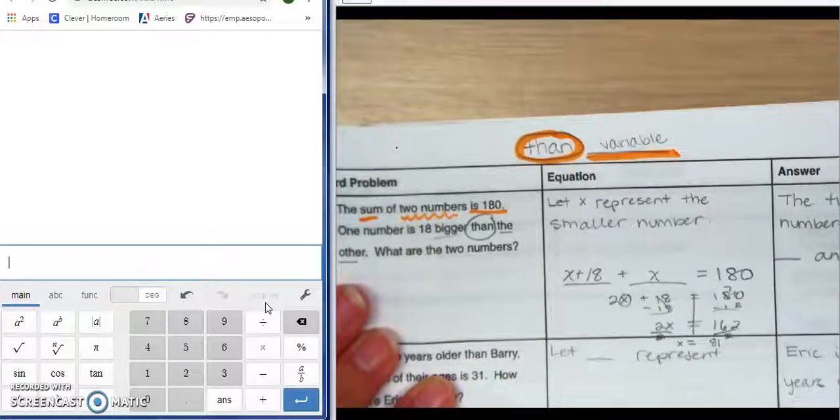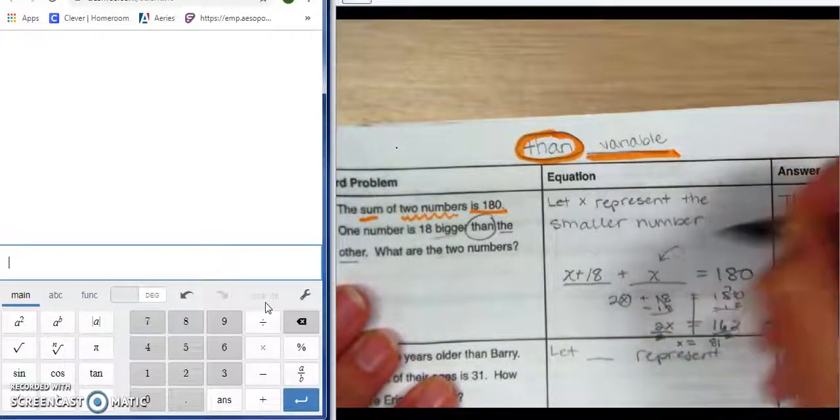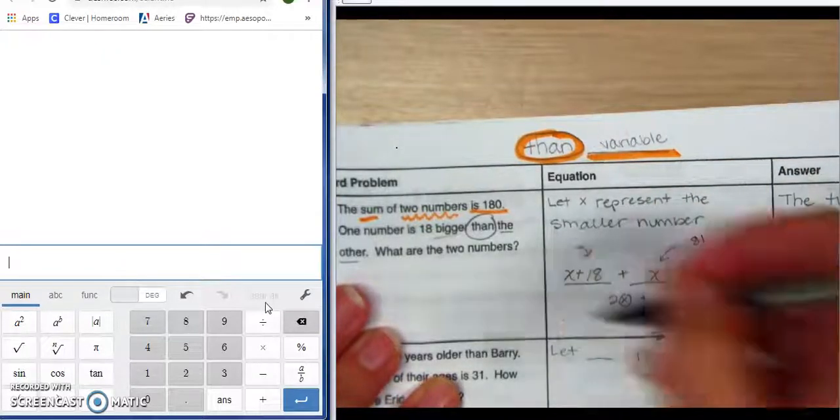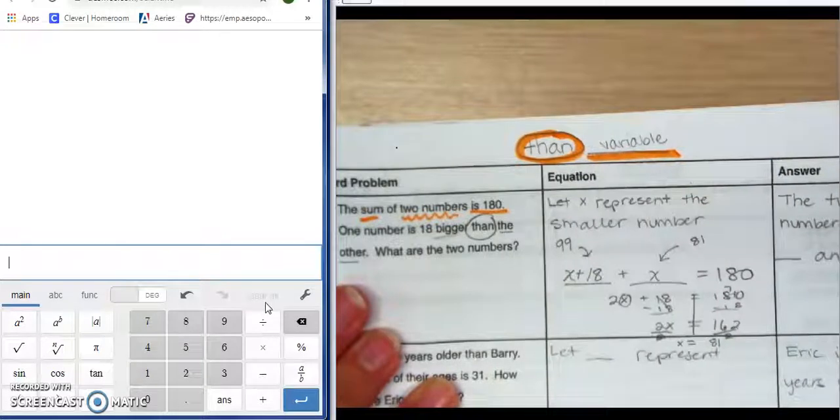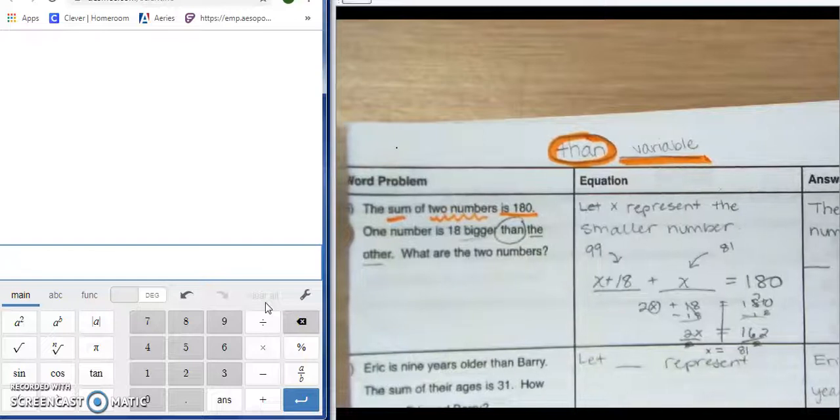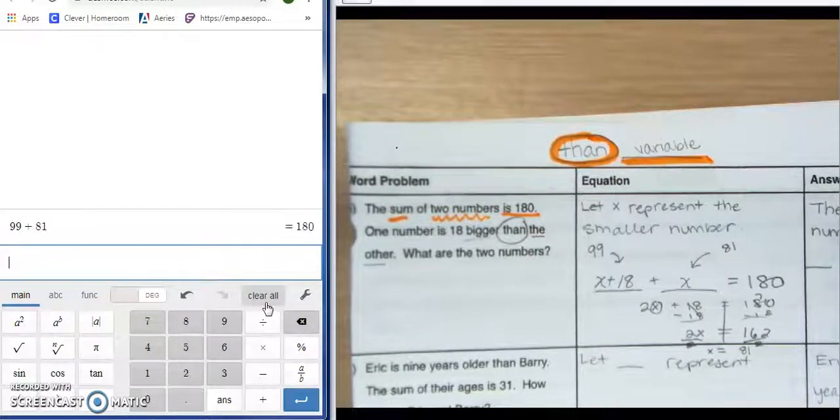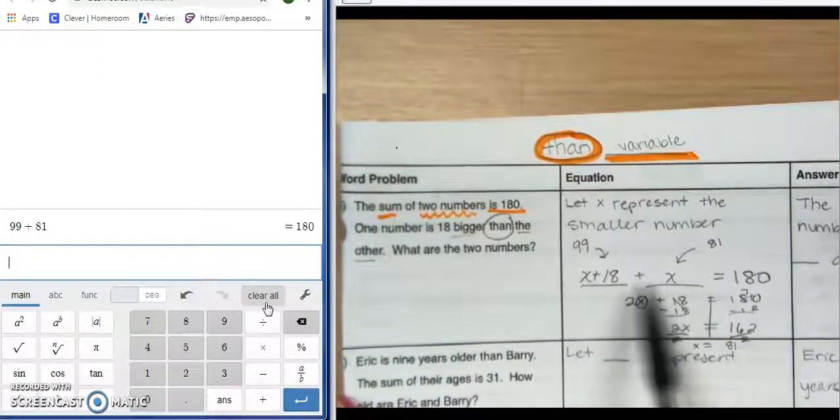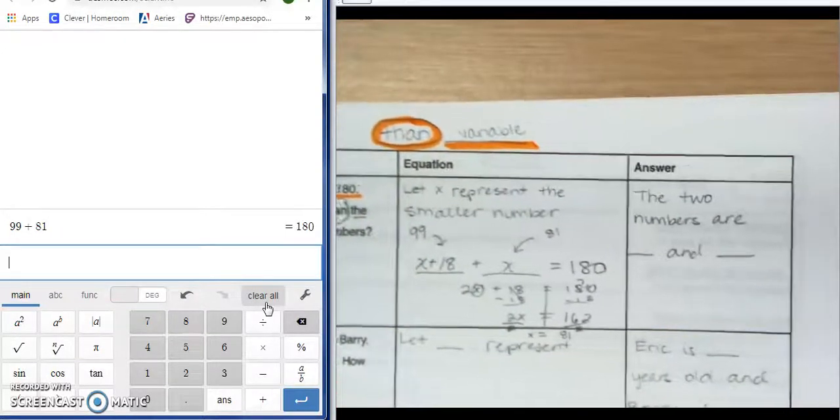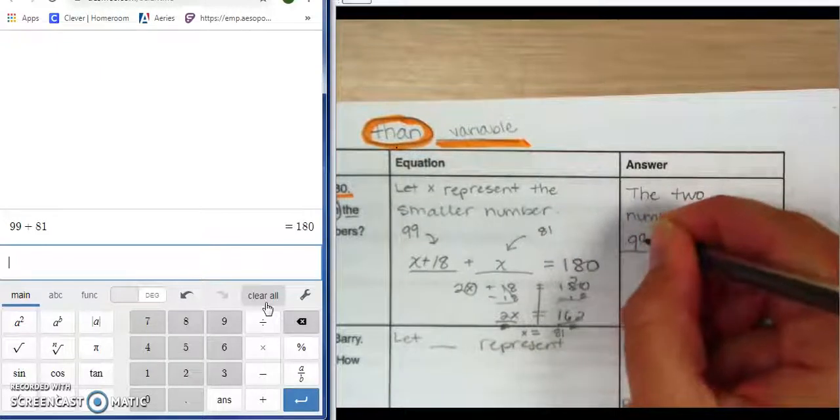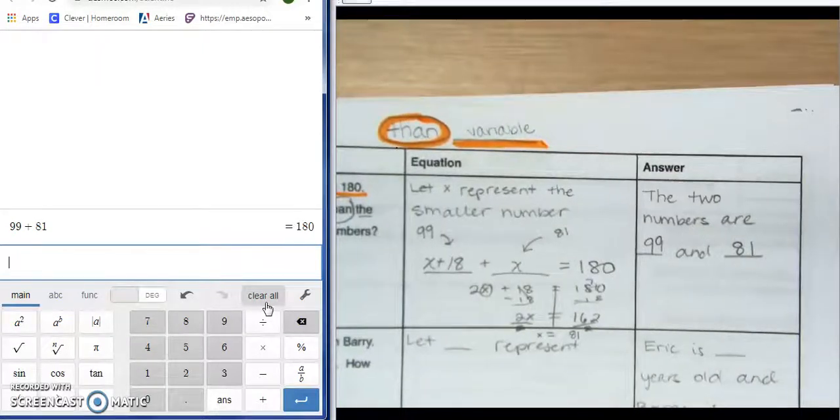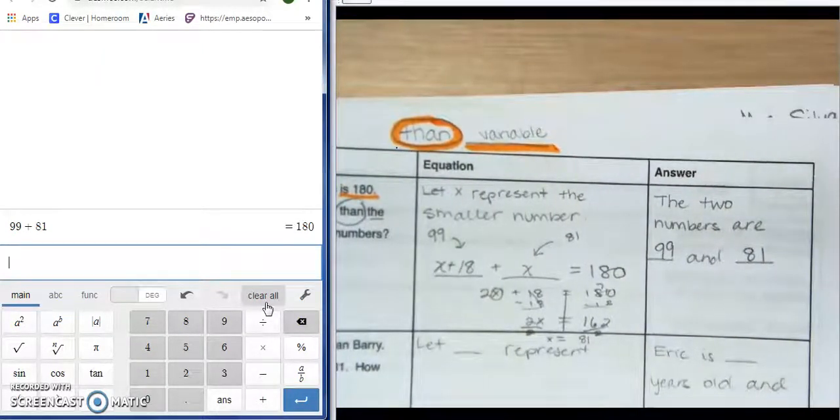But remember, we were looking for two numbers. So that means the smaller number was 81. The bigger number is 18 more than that, so the bigger number would be 99. 81 and 99 together should equal 180. And you can always check on the calculator if you're not sure. 99 plus 81, and yes, that equals 180. So we know we found the two numbers. One is 18 more than the other, and they can add to be 180. So over here, our answer would be the two numbers are 99 and 81. Again, I know this is kind of a weird way to see this, but that's what we do when there's two things we don't know. We've got to compare it to something.